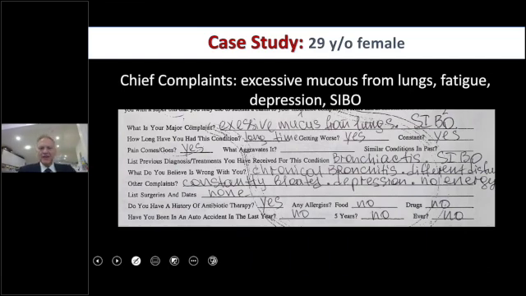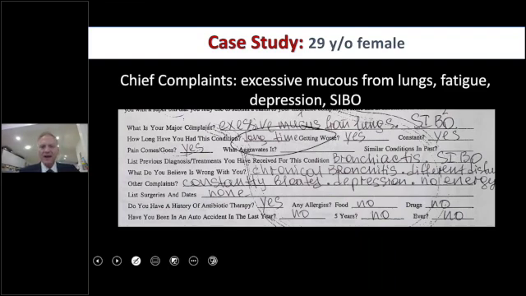Here's a patient who came in with a chief complaint of excessive mucus. It's been going on really her whole life. She's from Ukraine and she had it there, and she came here, she had it. Now she thought she had SIBO. I'm not sure about that. She might, but I don't really think so. It was something else. But anyway, she does have excessive mucus.